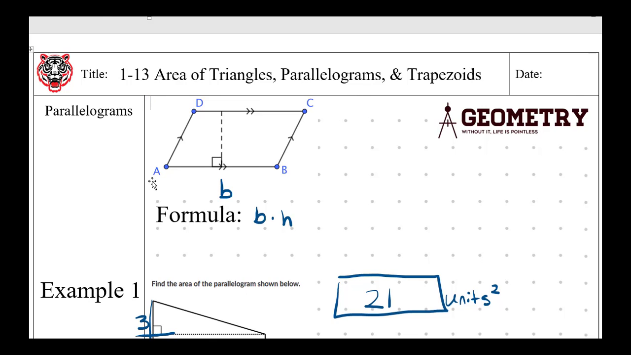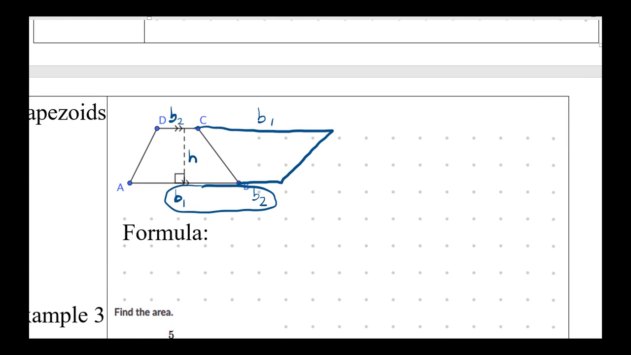Let's get rid of this. This base was the entire length here. So to find the entire length down here, we need to add B1 and B2. So our new base is B1 plus B2. We're going to write that down here: B1 plus B2. That represents the entire base.